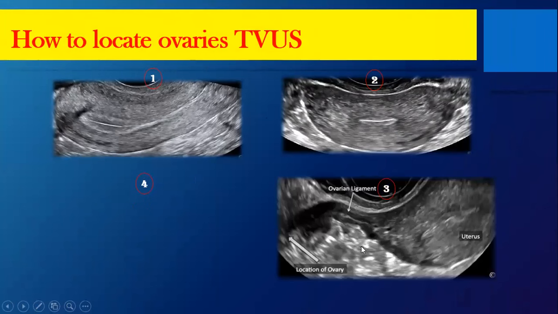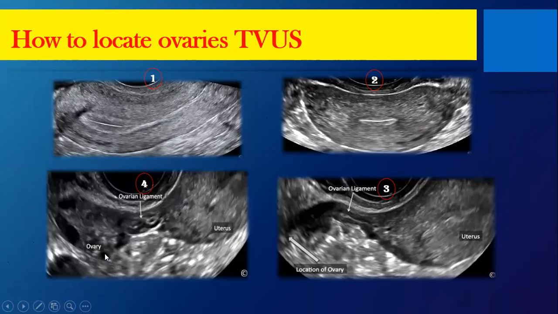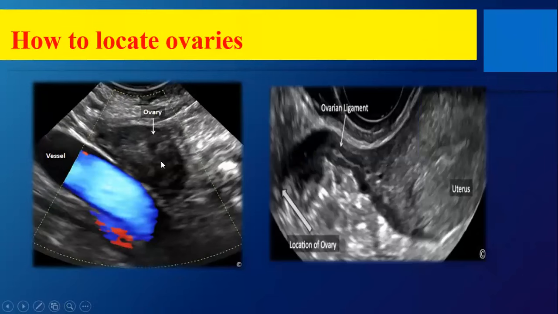And then we will trace the tube. We will trace the tube on the side of the uterus, and at the end of it, we will see the ovary as such. Voila, this is the uterus, and we trace the ovarian ligament, and then the ovary would be at its end. Of course, we'll make sure by the Doppler, we will see here the iliac vessels, and it is related to it.